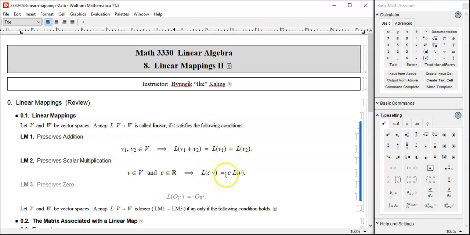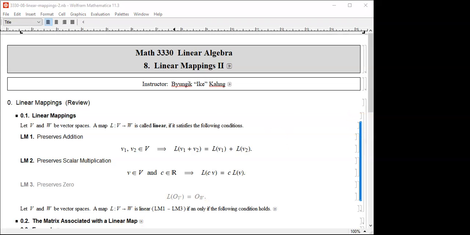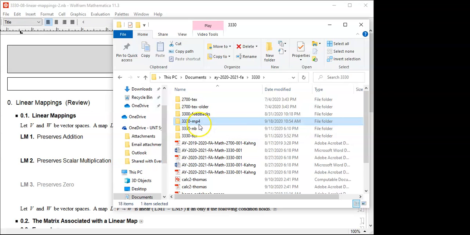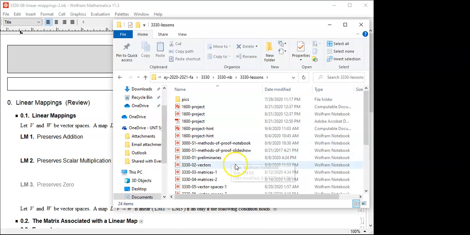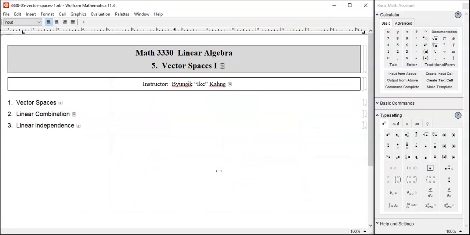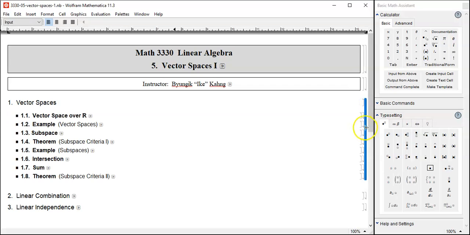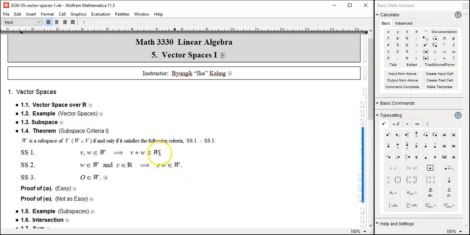The definition of the linear map. Now, do you see the parallel between the definition of the linear maps and the conditions for subspaces? Preserves the addition, preserves the scalar multiplication, and preserves the zero vector. What about the subspace condition? I think it's here. Okay, subspace condition here.